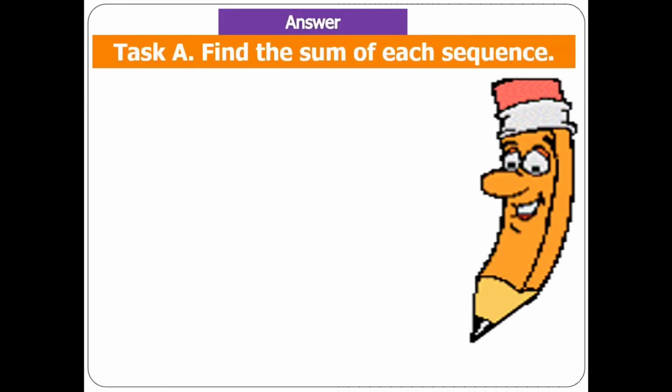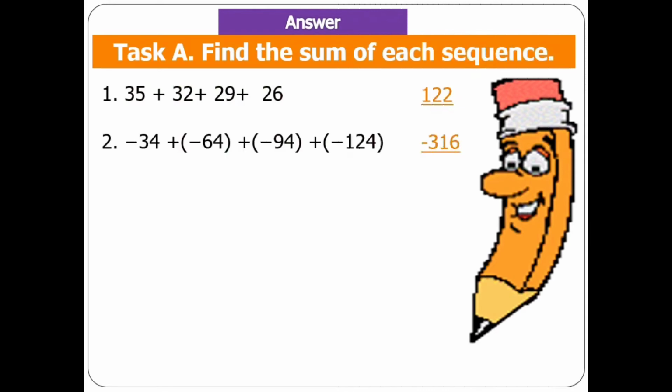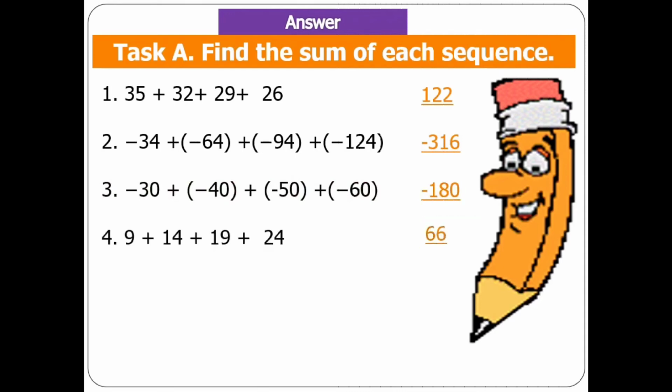Time to check your answer. The sum for number 1 is 122, number 2 is negative 316, number 3 is negative 180, number 4 is 66, and number 5 is negative 40. Did you get a perfect score?